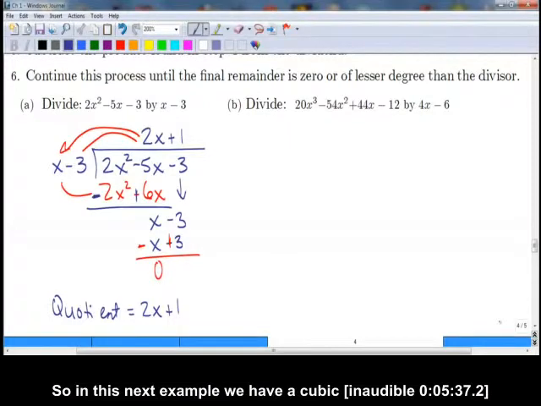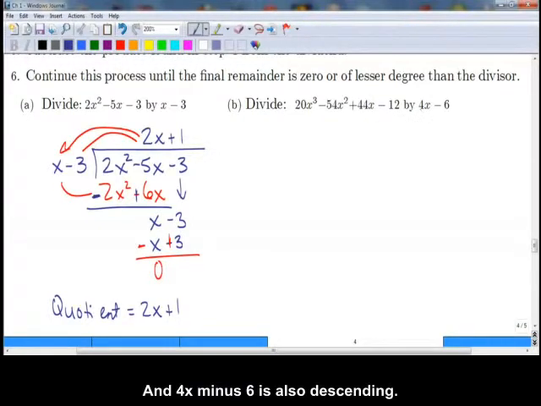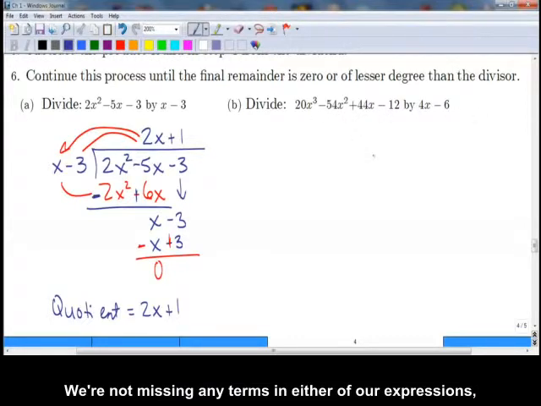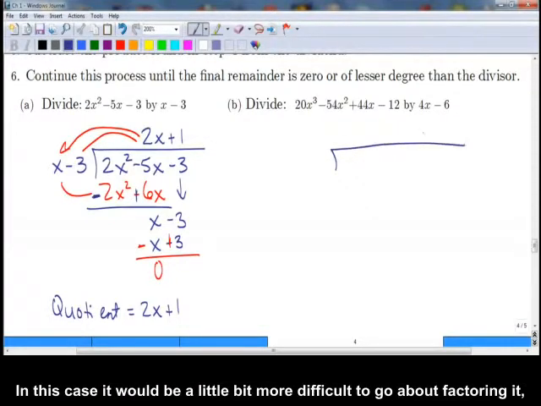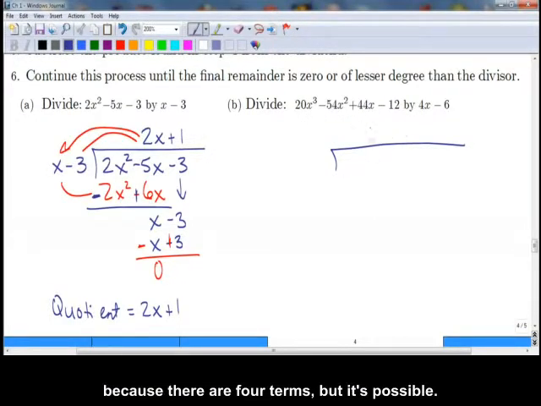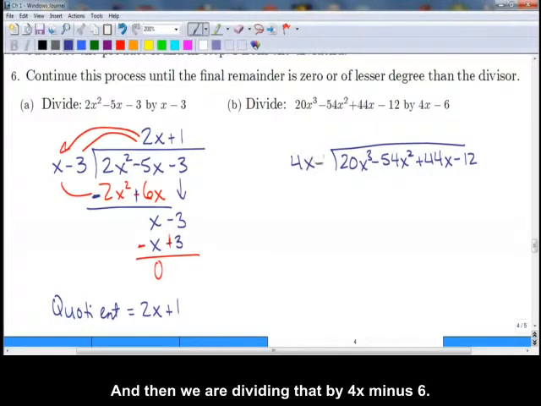So in this next example, we have a cubic function, and they are in descending order: cubed, squared, x, constant. So we're good there. And 4x minus 6 is also descending. We're not missing any terms in either of our expressions, so we can just go straight to the long division. In this case, it would be a little bit more difficult to go about factoring it because there are 4 terms, but it's possible. So we've got 20x cubed minus 54x squared plus 44x minus 12. And then we are dividing that by 4x minus 6.